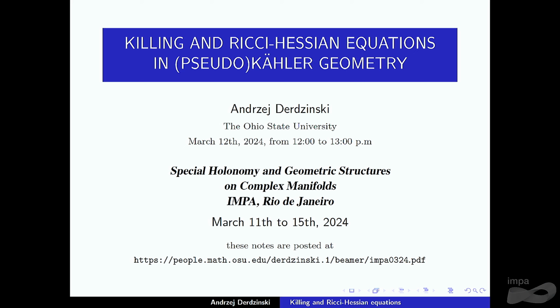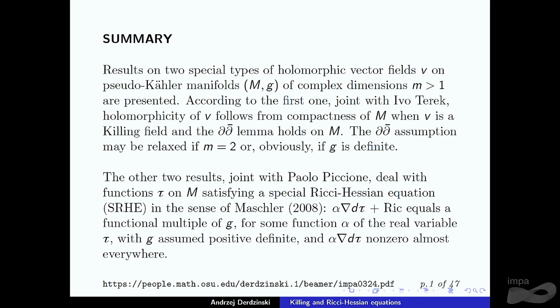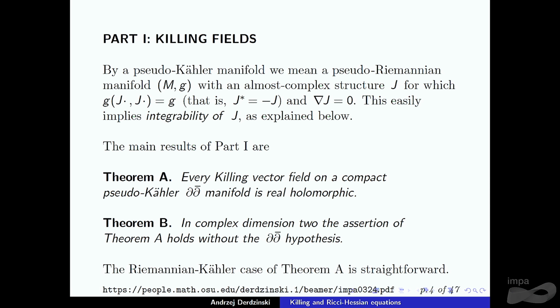What I'm going to talk about is split into two topics. The first one is a couple of joint results with Ivo Terek, and it's about holomorphic vector fields on pseudo-Kähler manifolds. More precisely, the result says that if you have a compact pseudo-Kähler manifold, then every Killing field on it is necessarily holomorphic, provided that this underlying complex manifold has the DD bar property. In other words, as people say, satisfies the DD bar lemma. Let me elaborate on this.